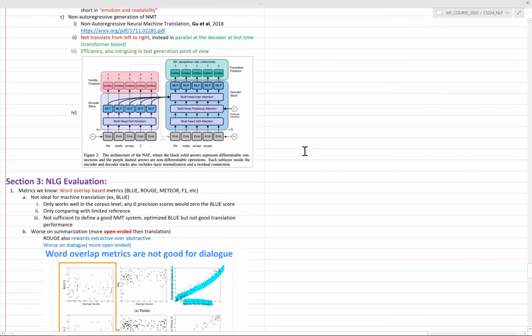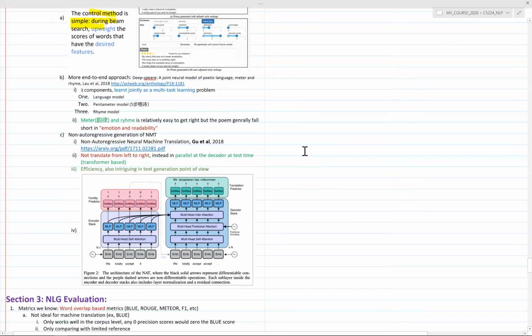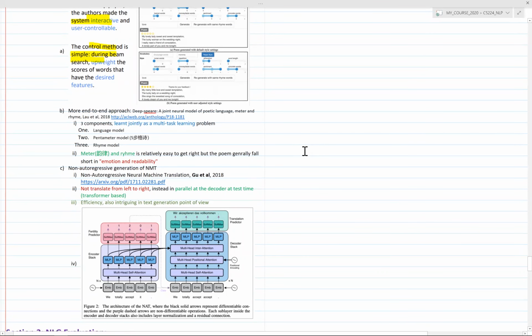Do you guys have any comments or questions regarding these three applications towards the poem, storytelling, and negotiation?